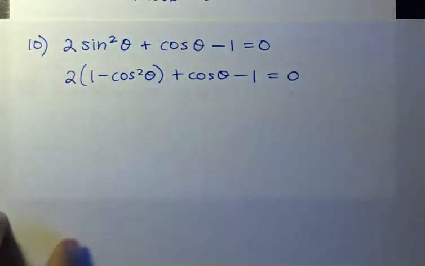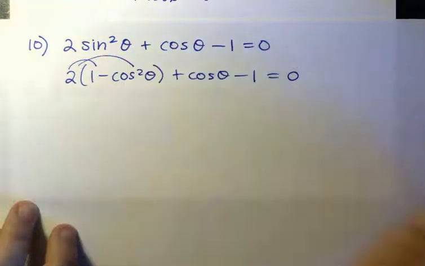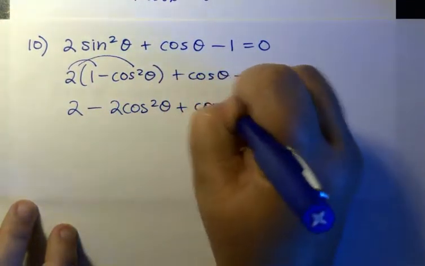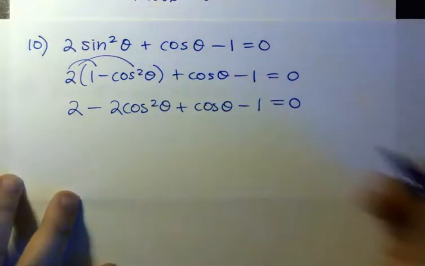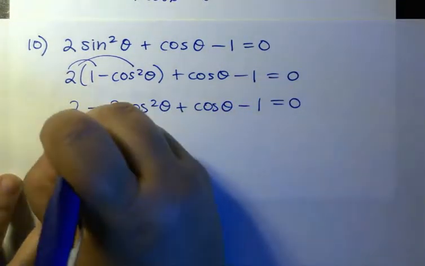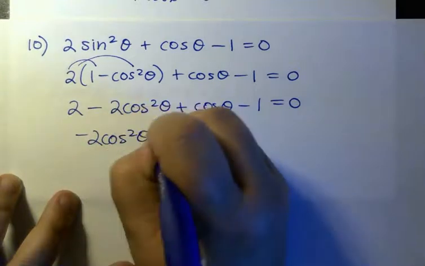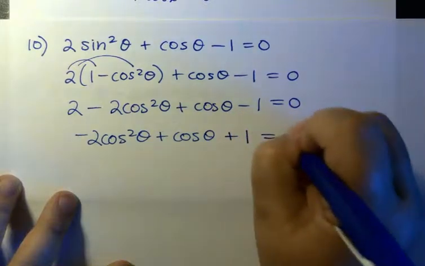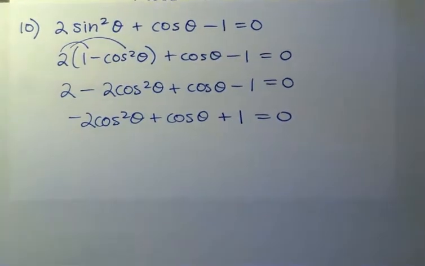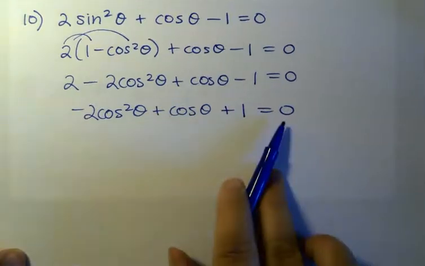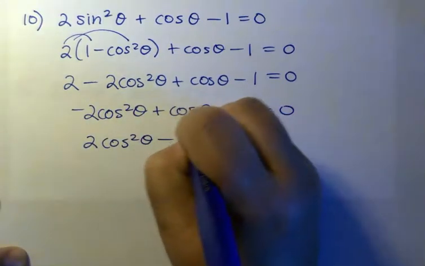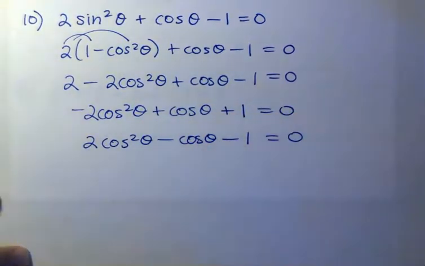So I've got some simplifying to do now before I can do anything else. So distribute 2 minus 2 cosine squared theta plus cosine theta minus 1 equals 0. I'm going to go ahead and start with the quadratic term. And then 2 minus 1 is 1. Okay, now I don't like to factor with a negative as my leading coefficient. So I'm going to multiply through everything by negative 1 because it's equal to 0. I can do that and it'll still be equal to 0. So 2 cosine squared theta minus cosine theta minus 1 equals 0.